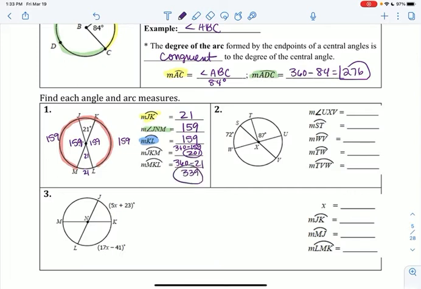So just knowing that one rule, there's a lot of problems that we can actually do. You have to look for vertical angles. You're going to look for things like lines, because remember, lines equal 180 degrees.